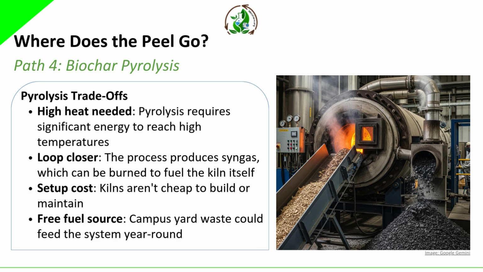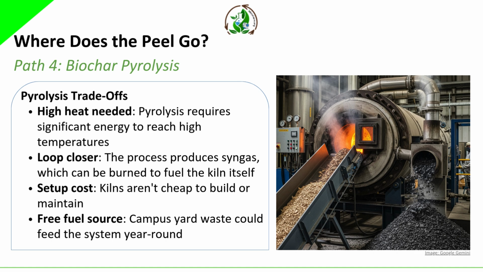Of course, biochar also has trade-offs. Pyrolysis requires very high heat, which means significant energy input. Kilns can be expensive to build and operate. However, the process produces syngas, a type of gas that can fuel the kiln itself, reducing outside energy needs. The key is having a reliable stream of biomass, like yard waste or crop residues, to feed the system.